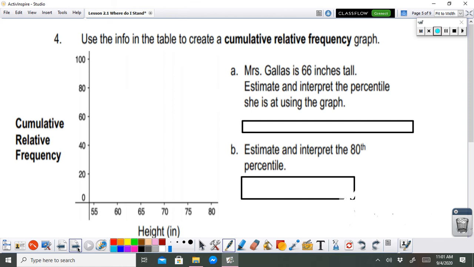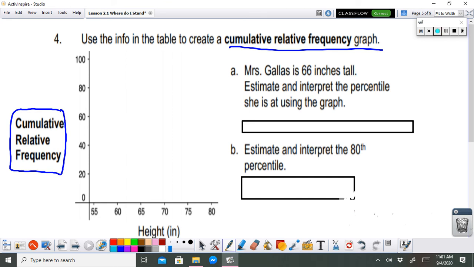Moving on. We're now going to transfer what the table is to our graph. This is called the cumulative relative frequency graph. And I want you to take note that the y-axis is the cumulative relative frequency. So when you say 20 over here, 20 means 20%. 40 means 40%. Okay, let's move on.